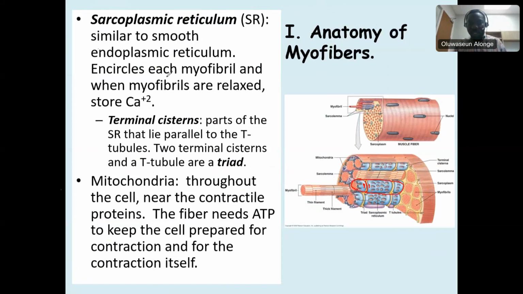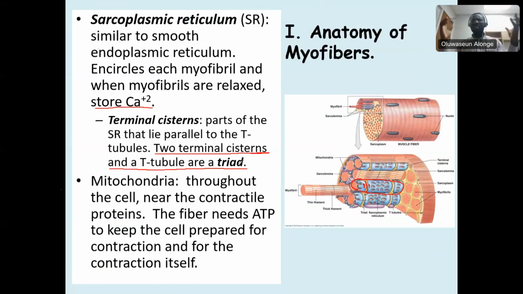It encircles each myofiber, muscle cells, and when myofibers are relaxed, they store calcium ion. So there's calcium ion inside the sarcoplasmic reticulum, which is actually the content of the terminal cistern. So the terminal cistern is part of the SR, sarcoplasmic reticulum, that lies parallel to the T-tubule. Two terminal cisterns and a T-tubule make a triad.